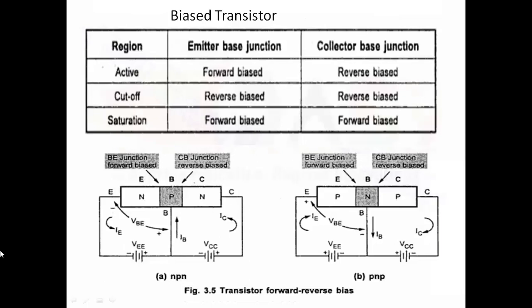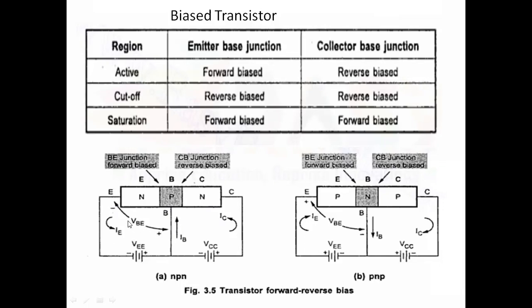For the proper functioning of the transistor, we have to connect a voltage, which is called biasing. When the emitter base junction is forward biased and the collector base junction is reverse biased, it is called the active region. In most cases the transistor works in the active region only. For the NPN, always remember that the emitter and base should be forward biased, and the collector and base should be reverse biased.